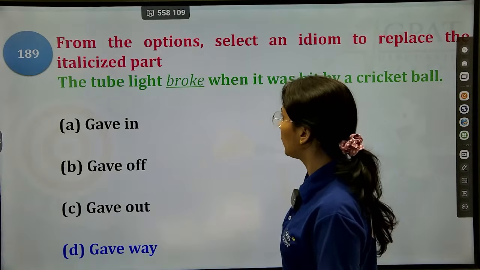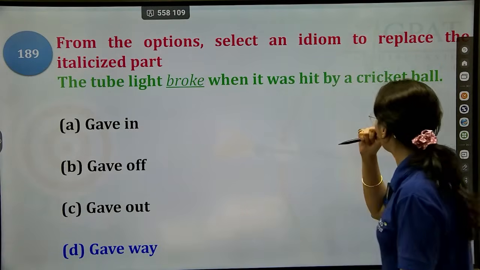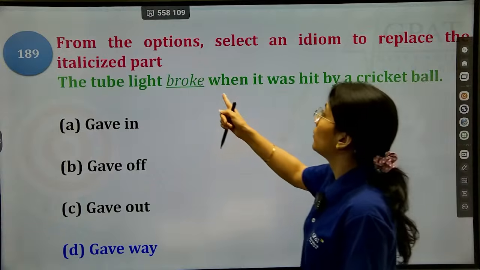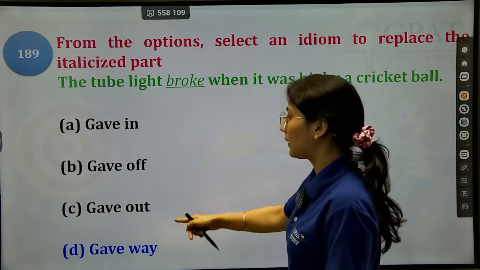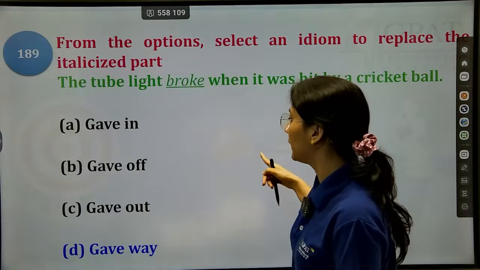The tube light broke when it was hit by a cricket ball. So we can use the opposite of it, that is gave way.